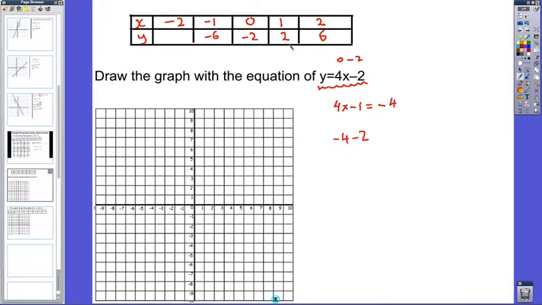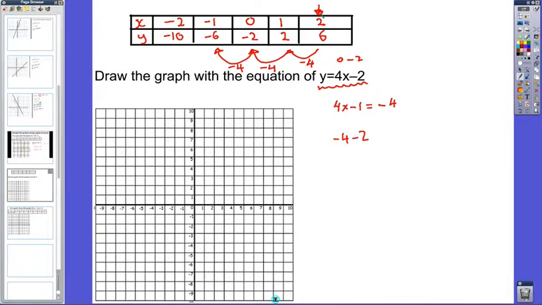Now you've probably noticed something. 6 take away 4 is 2, 2 take away 4 is minus 2, minus 2 take away 4 is minus 6, so it's always going down in steps of 4. So you're going back in steps of 4. So minus 6 minus 4, you have to go back 4 steps, 1, 2, 3, 4, and you're going to reach minus 10. And we're done. We're almost there. We're done with the table of values for our equation. Now all we have to do is plot and we're done.